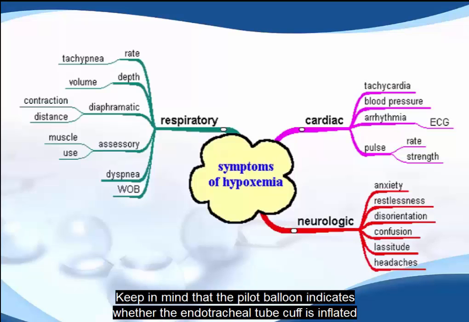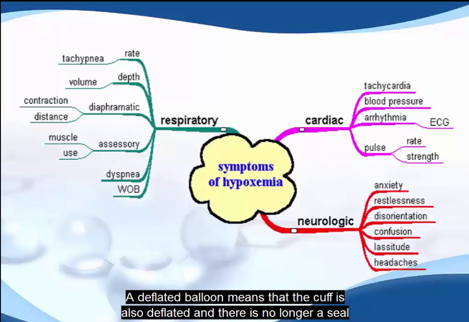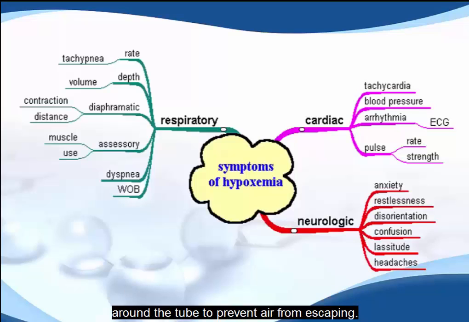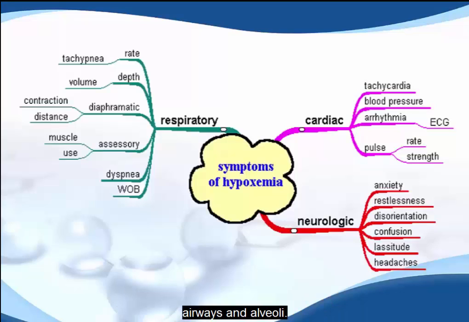Keep in mind that the pilot balloon indicates whether the endotracheal tube cuff is inflated or deflated. A deflated balloon means that the cuff is also deflated and there is no longer a seal around the tube to prevent air from escaping. If the cuff is down, then some of the air being moved into the patient's airway by the ventilator is escaping through the patient's trachea before it reaches the lower airways and alveoli.